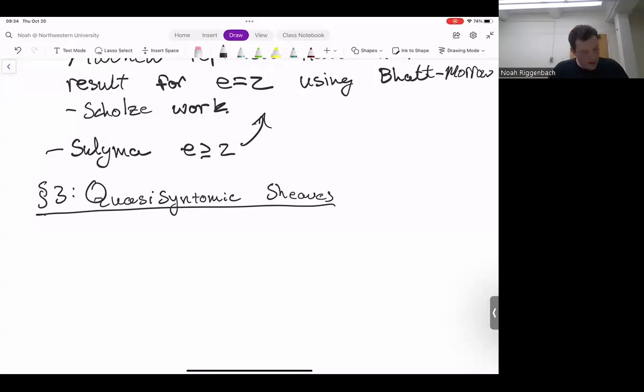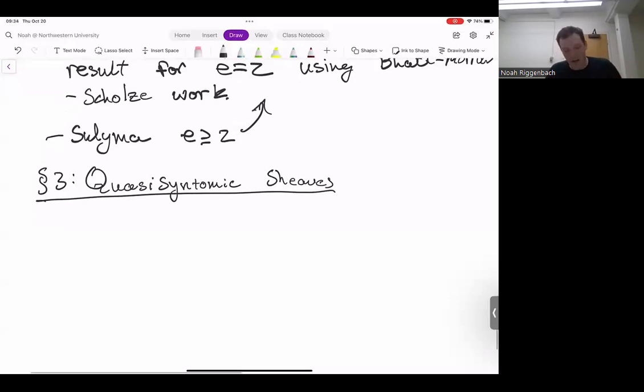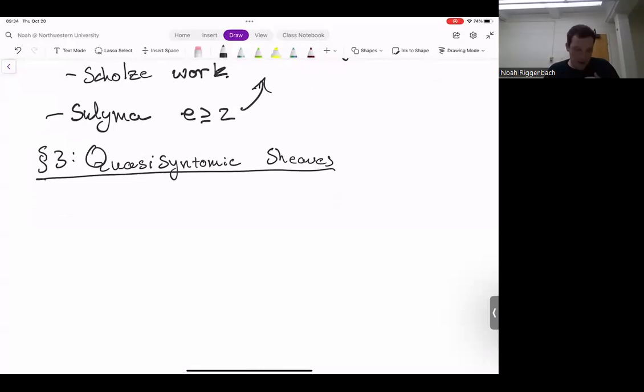So, I don't want to give the wrong impression. These are very much computable things in a lot of cases. Okay. So, right. So first of all, quasi-syntomic sheaves. To talk about sheaves, you need a site. What site are we working on? Well, here's a definition due to Bott and Schulze, which I'm going to abbreviate as BMS from here on out.